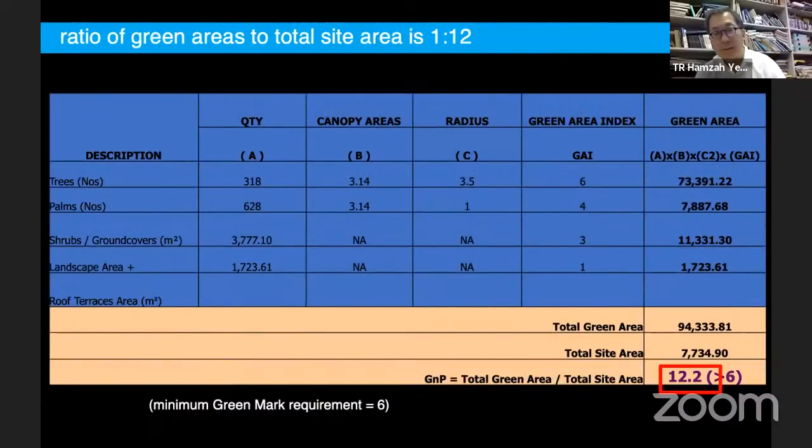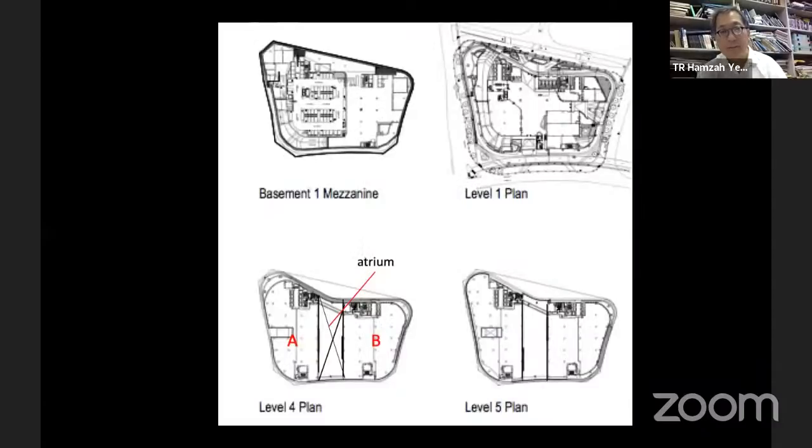Now Singapore's green accreditation system is called the Green Mark, and they have certain criteria. The requirement is that I have to meet a greening area of 6, but in this project we've got 12.2. So what this means is that even though in your country, or wherever you are, there is a requirement like a green rating system, you should treat the green rating system as a guide, and you should surpass it as much as you can.